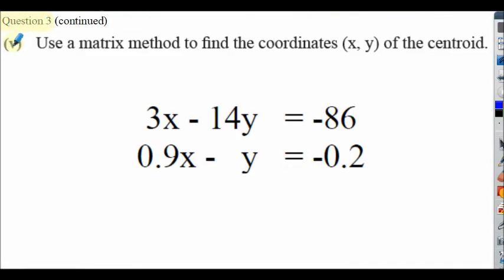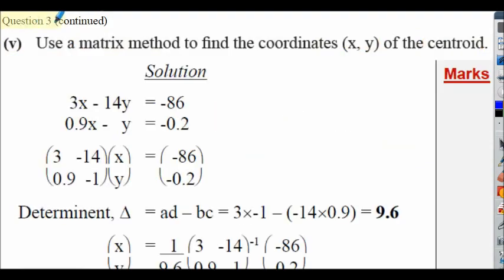Question 3, part 5. We've now got to use the matrix method to find the coordinates x, y of the centroid. So here's the equations from the previous slide. We're now going to solve using matrices. Full solution shown on the following slide. So question 3, part 5, here's the solution. Let you review the solution at your own pace.